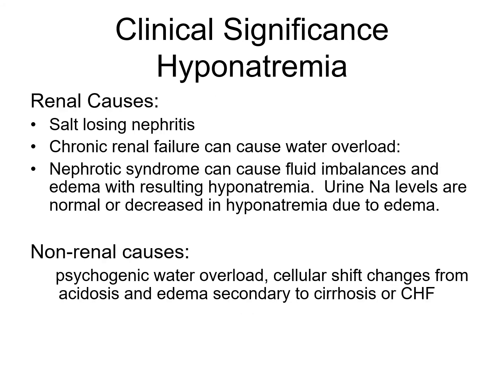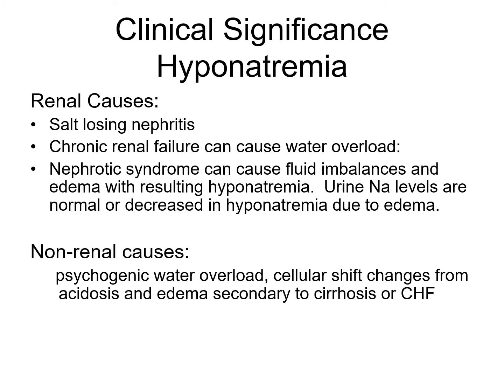The other condition is called hyponatremia. You know that the sodium level would be lower than normal in this case. There are again renal and non-renal causes. The renal causes are salt-losing nephritis, inflammation of the nephron, chronic renal failure when there is too much water in the blood, which can dilute the sodium level, and nephrotic syndrome that can cause fluid imbalances and edema, which will result in hyponatremia.